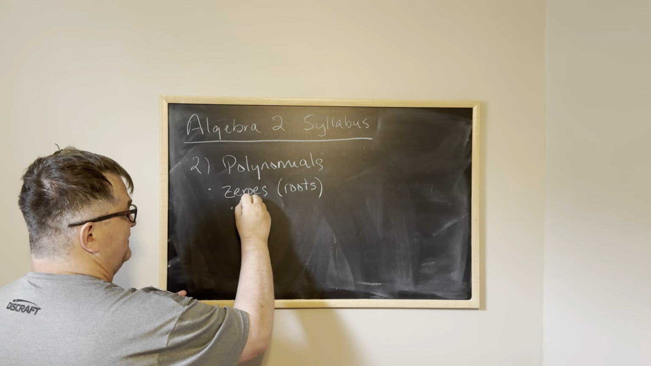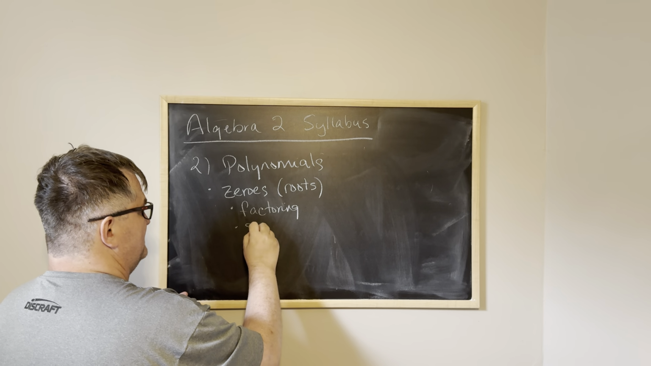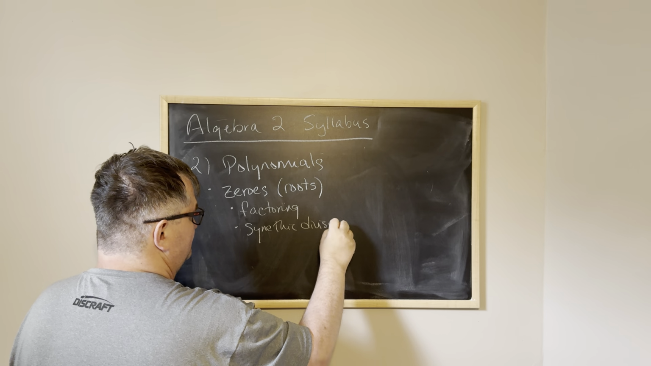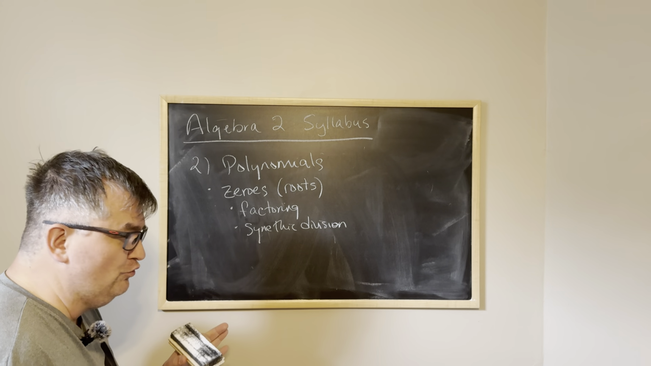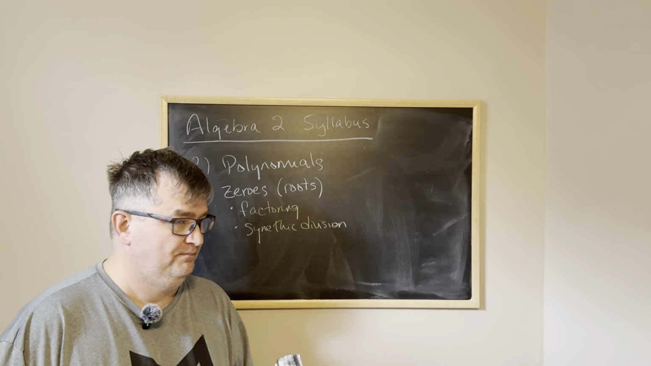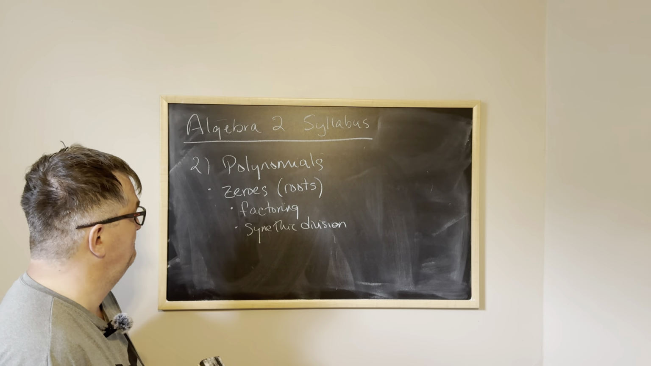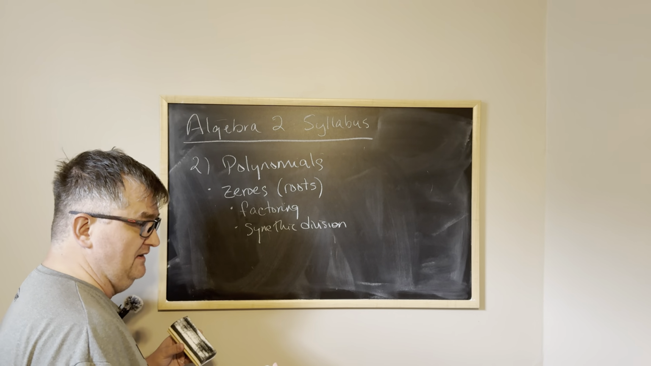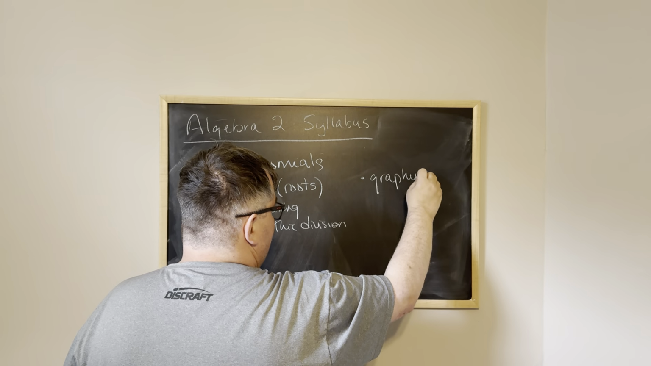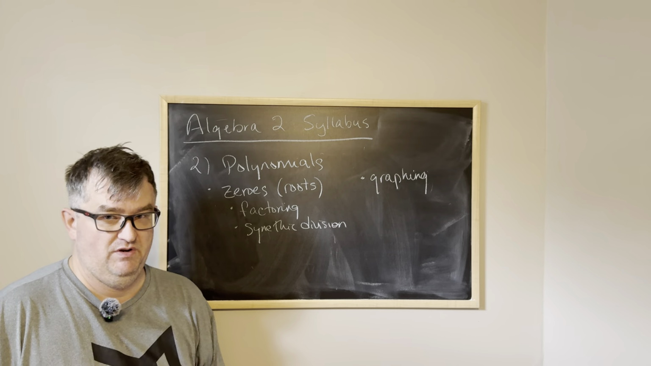So you have factoring, but you also have something called synthetic division. Critical concept in polynomials. Critical concept. These two really set you up for category 3. Zeros. The other thing I would bring your attention to is how to graph. How do you graph these polynomials?